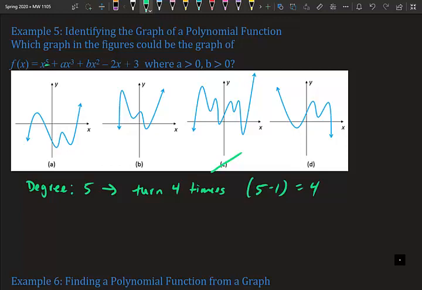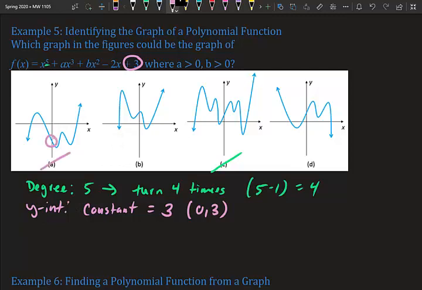Awesome. Now we can take some more information from here. We can figure out our y-intercept. Our y-intercept is always the number at the end, your constant. Here our constant is 3, so our y-intercept is 0, 3. Let's look for a graph that could represent 0, positive 3. That's not positive, so it can't be A. That could be 0, 3. D could also be 0, 3. So now we're narrowing it down to B and D.